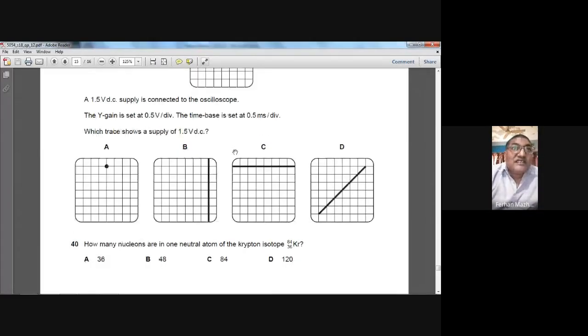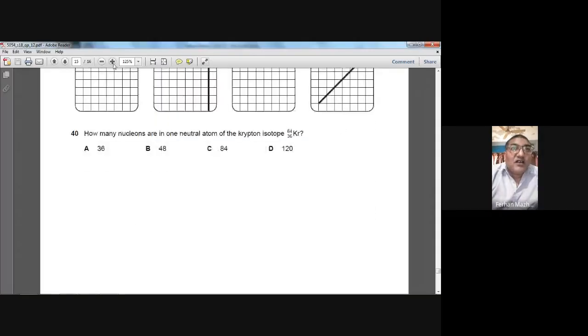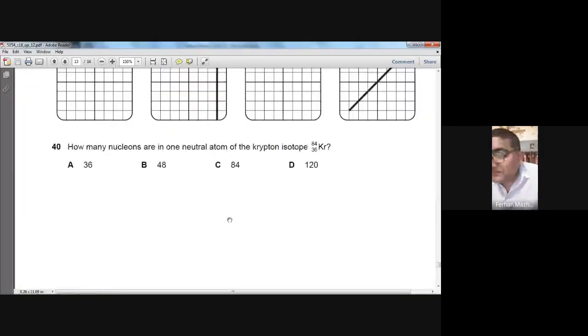Okay, the next question is on your screen, question number 40. How many nucleons are in one neutral atom of the krypton isotope Kr-84, with atomic number 36? The number of nucleons means the number of neutrons plus the number of protons. That is also called the mass number, 84. So for question number 40, 84, C is the option.